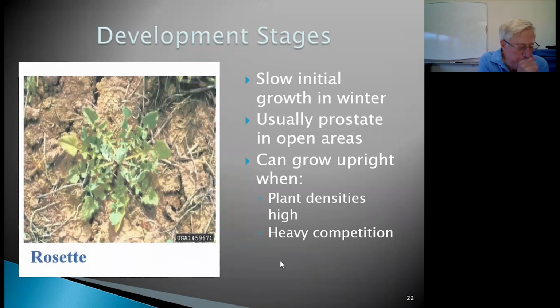So again, slow initial growth in the winter. Usually it's prostrate in open areas, but don't be fooled. It can grow upright if it's got competition. When I was out clearing my property, for example, I'm out there walking through it, and I see this plant growing up kind of vertically. I said, well, that looks like star thistle, but star thistle is supposed to be horizontal, not vertical. And so I walked on, and I said, darn, that looks like star thistle.